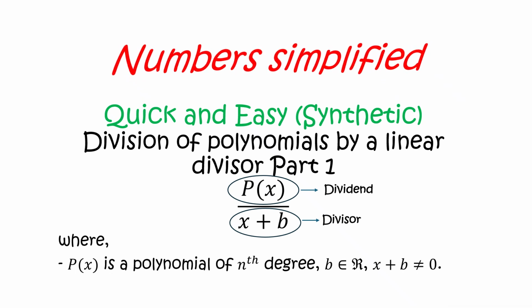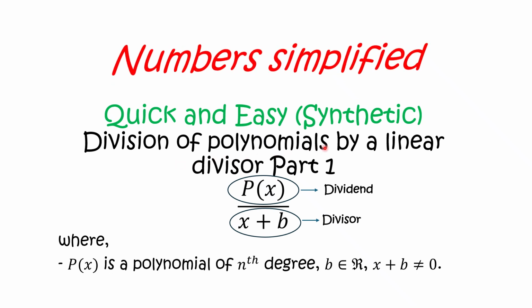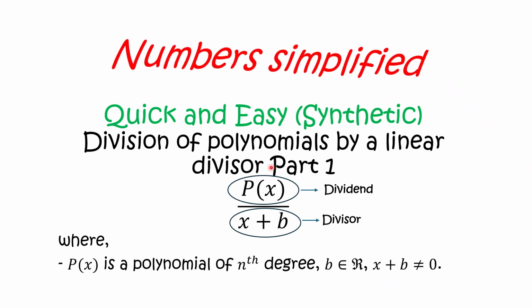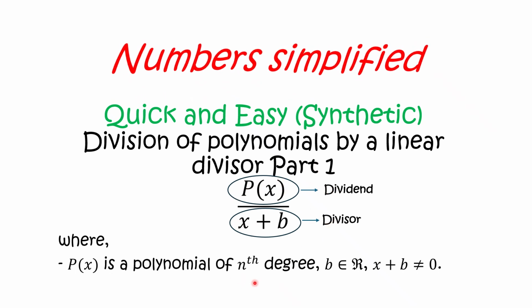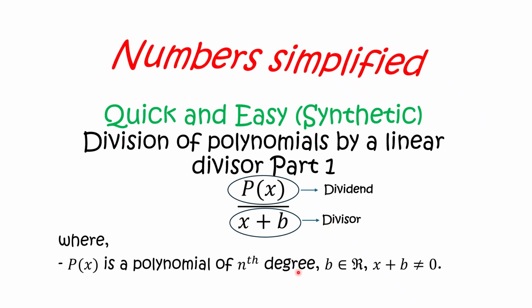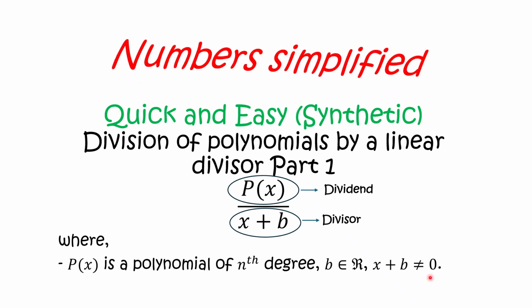Today we'll be looking at a quick and easy synthetic division of polynomials by a linear divisor. As you may recall, we have the dividend and the divisor. We also have the polynomial of nth degree. The b in this case is going to be any real number. And of course, x plus b cannot be equal to 0. Stay tuned in as we break it down.